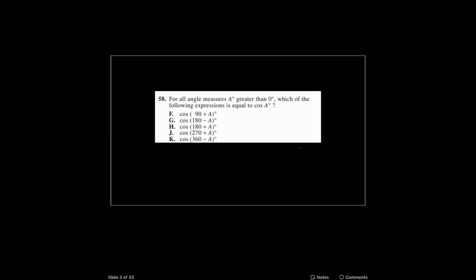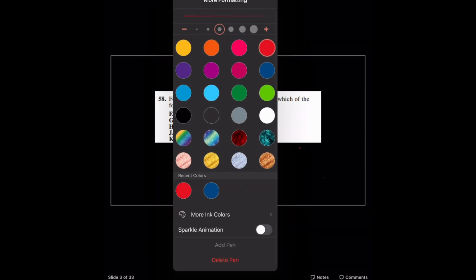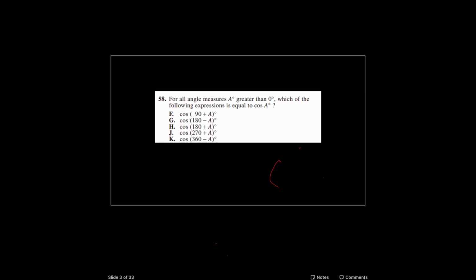All right, next one. This is really easy if you remember Algebra 2. It says, for all angle measures A greater than 0, which of the following expressions is equal to cosine of A? So basically, if you remember the unit circle, which is this little circle right here, that's really annoying, we all had to memorize. There are 4 quadrants here. In this quadrant, you don't really have to know about the values and all that.